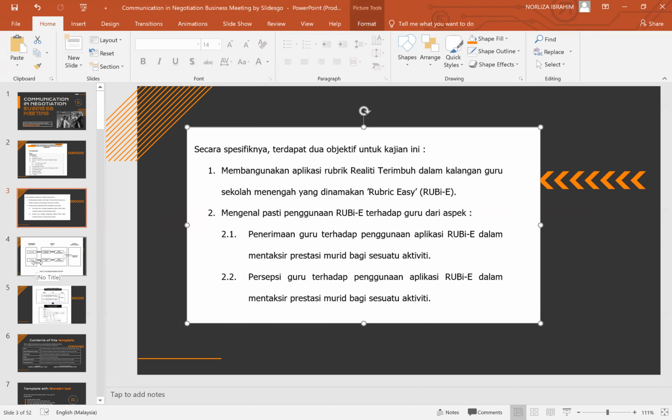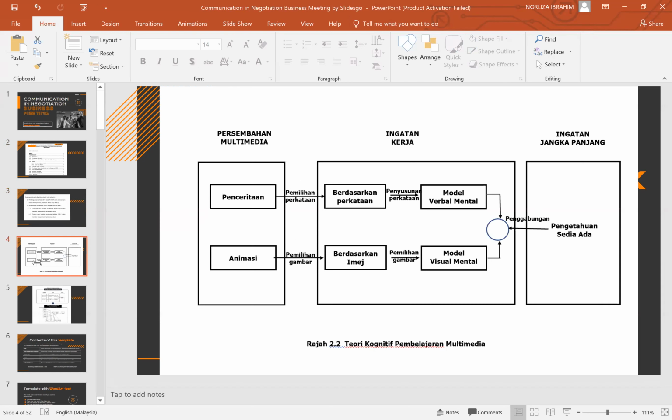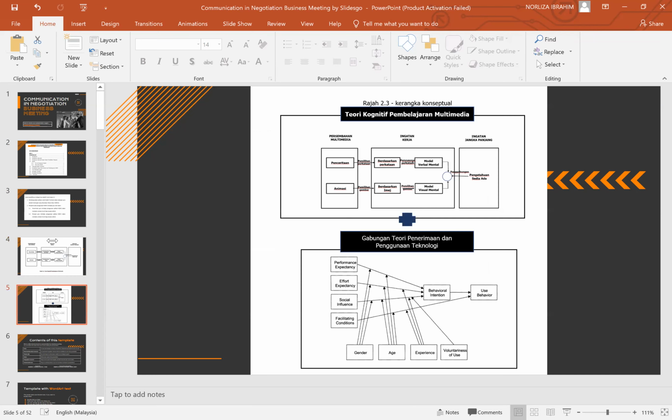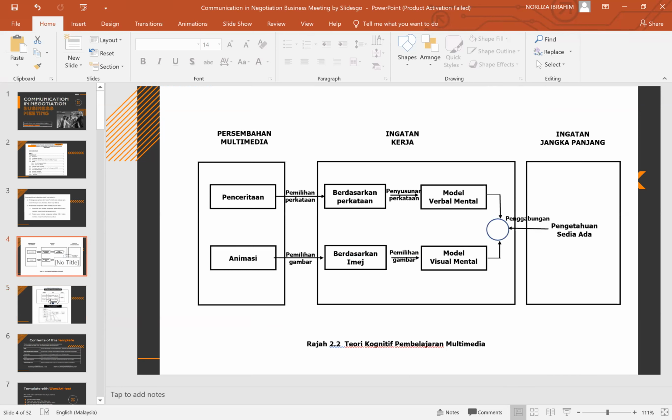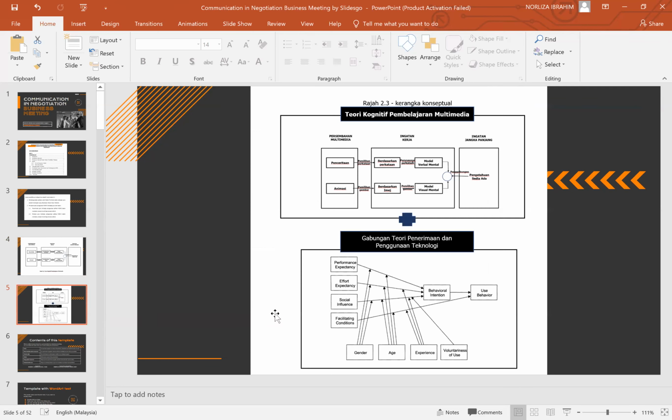Okay. Dan saya nak tanya sikit lah, satu lagi untuk teori. Okay, so saya guna yang teori kognitif, pembelajaran multimedia. And bila ini untuk kerangka teori lah, theoretical framework. Kemudian yang ni untuk conceptual framework. So combination pada teori saya guna. Okay, saya guna yang UTAC, penggunaan teori penerimaan dan penggunaan teknologi ni perlu mention tak, Doktor?